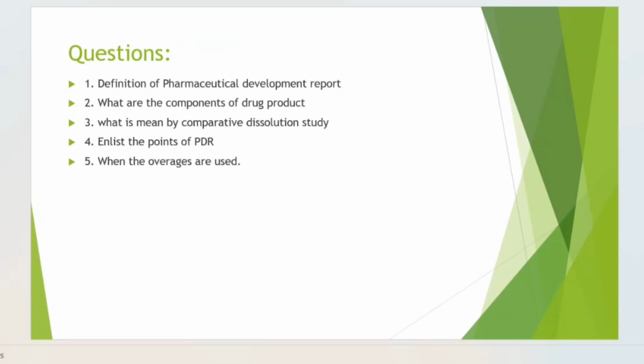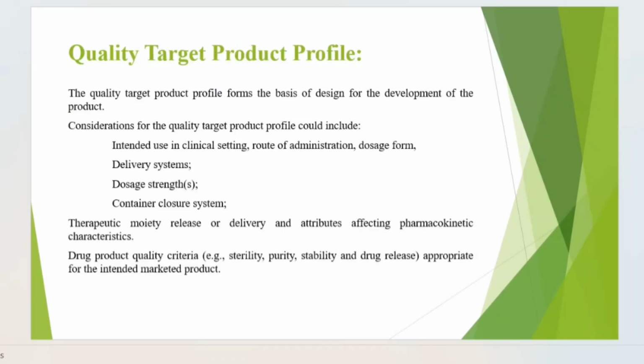The next is when the overages are used. What is the reason? Compensate loss. During the manufacturing process, we lost the API. Yes, right. To compensate the manufacturing loss, the extra quantity of API is used. That is called as overages. Right, yes, good.